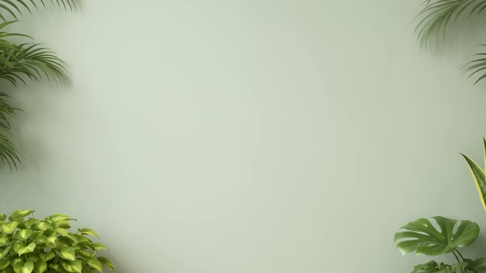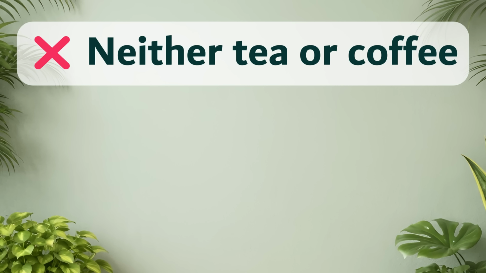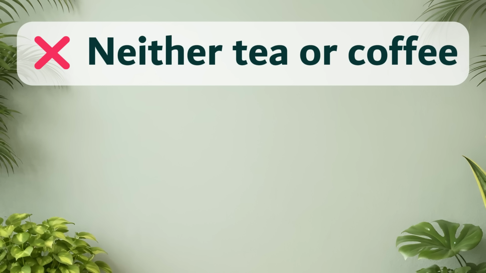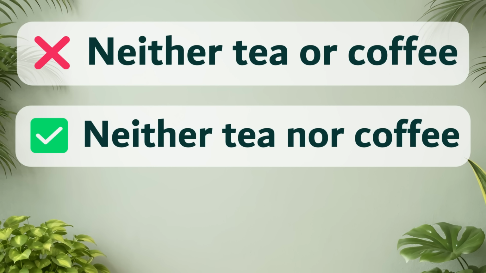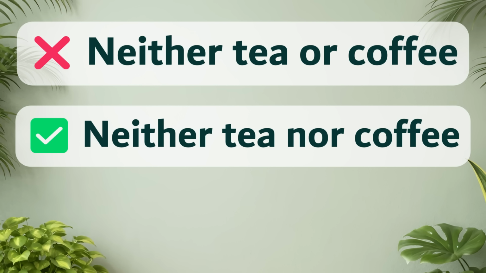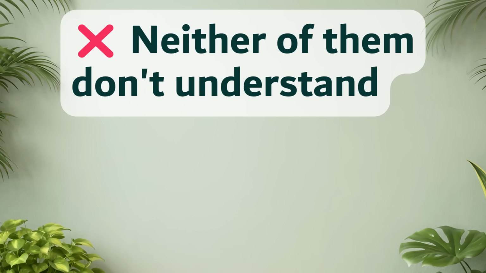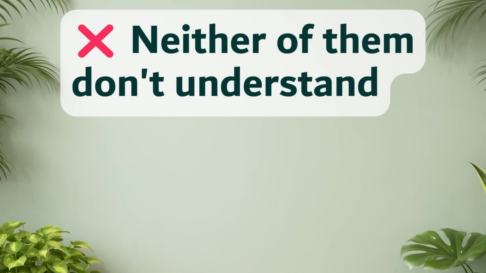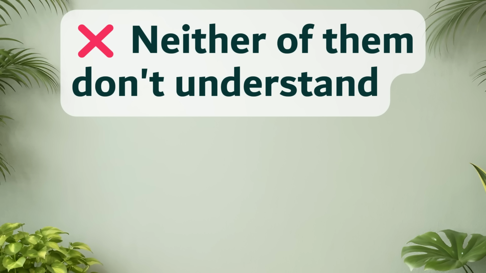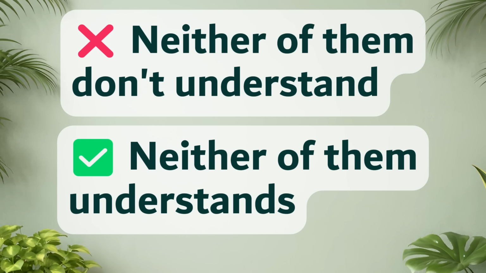Mistake number 3, confusing either and neither. Incorrect, I want neither tea or coffee. Correct, I want neither tea nor coffee. When you use neither, the usual partner is nor. Mistake number 4, using both words together incorrectly. Incorrect, neither of them don't understand. Correct, neither of them understands. Again, avoid double negatives.